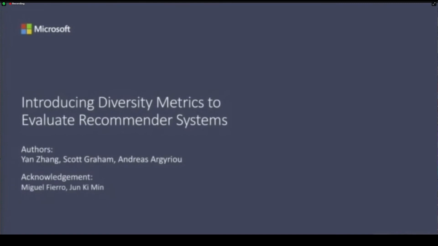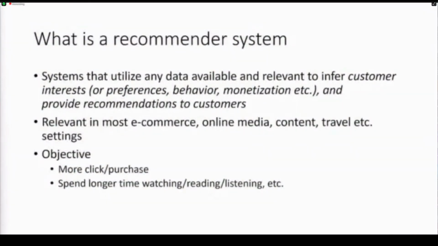I'm here to talk about a new feature we recently added into the Recommenders repository, an open source repository that includes state-of-the-art recommender algorithms and the best practice of applying them. Recommender systems are built into many applications in our life. They aim to predict users' interests and recommend product items that users are likely to engage with, such as to click, purchase, or to spend longer time watching, reading, listening, etc.